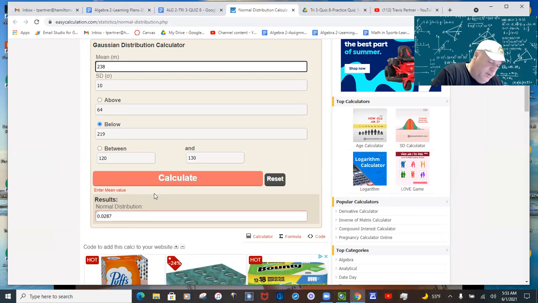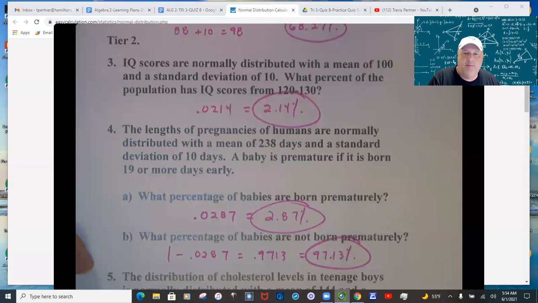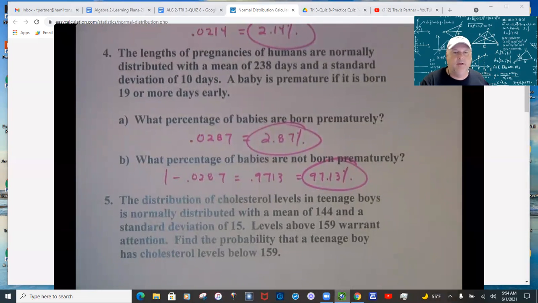Okay, so 0.0287, and then the complement to that is 1 minus 0.0287, and that's 0.9713. So 2.87% for being born prematurely, and 97.13% for not being born prematurely.